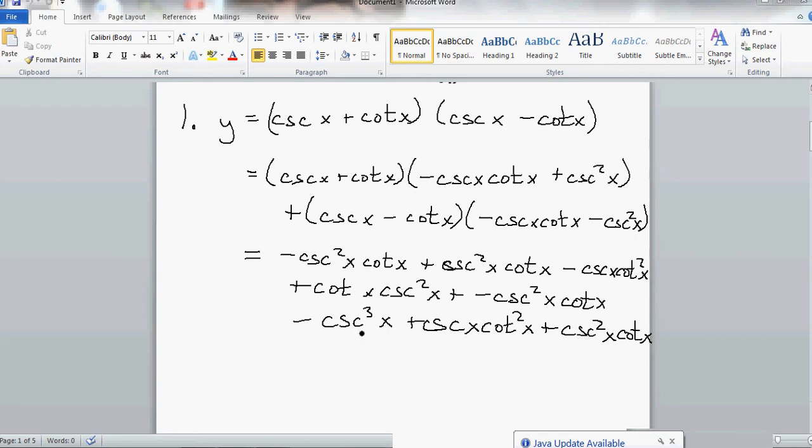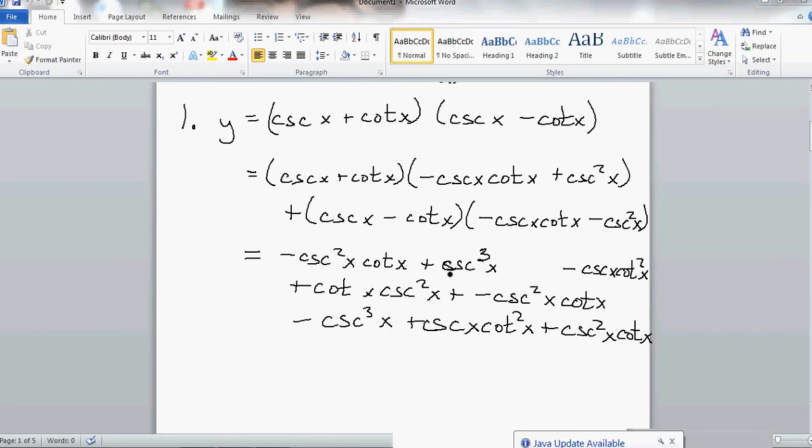I've missed the outer term here, or the outer terms here should be cosecant cubed x. What did I do? Here's the first terms. No, that should be the outer terms. So what should have happened here is this should have been cosecant cubed x.